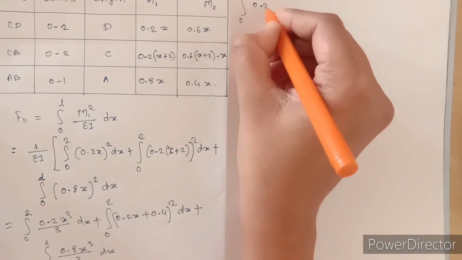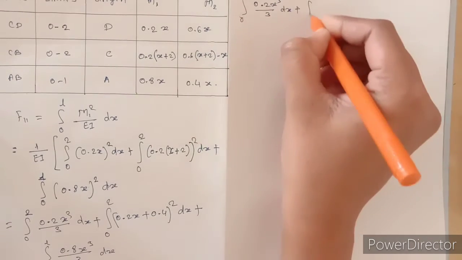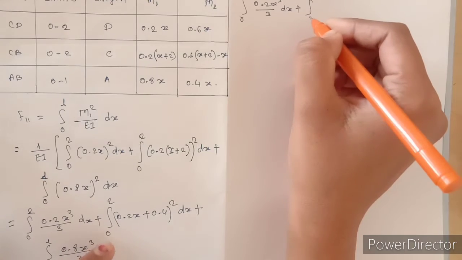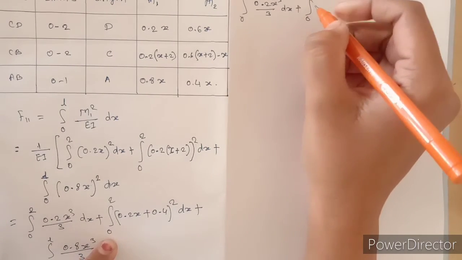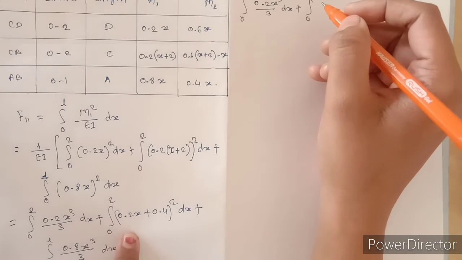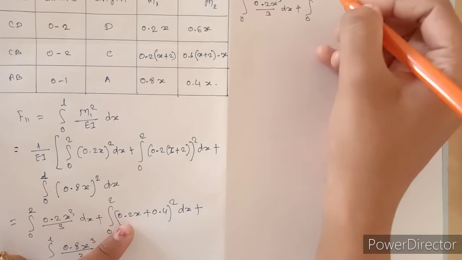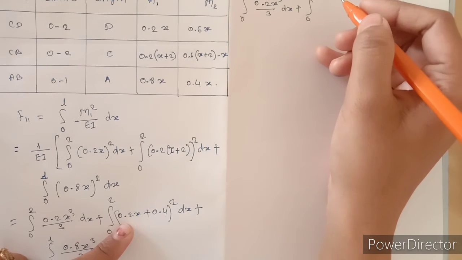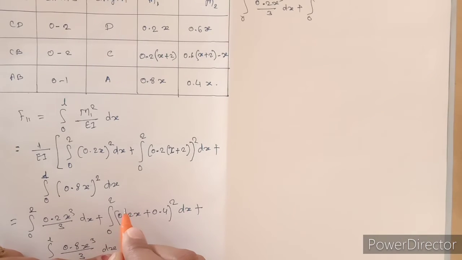So here 0.2x cube divided by 3 into dx, plus again the second integration, put limit 0 to 2. Here apply the formula (a plus b) whole square. So here a is 0.2x, and the formula is a square plus 2ab plus b square. In that, 0.2x is a and 0.4 is the b value.